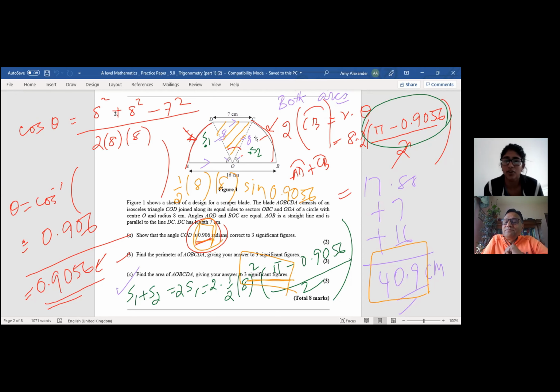So it's so important not to round early. And if they do it in part A, don't use that value. Do it to like 4 or 5 decimal places. If they are asking for 3 decimal places, work with 4 decimal places. Then you get 3 accurate, correct?